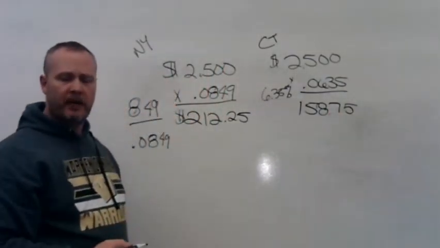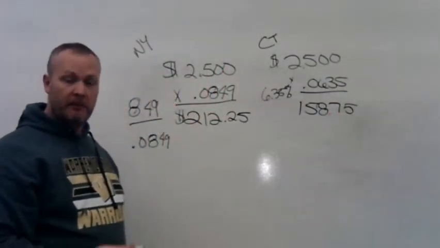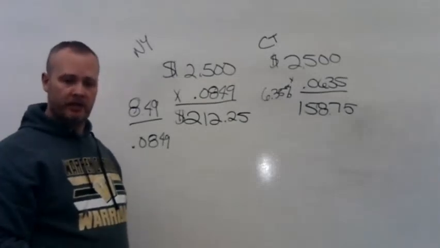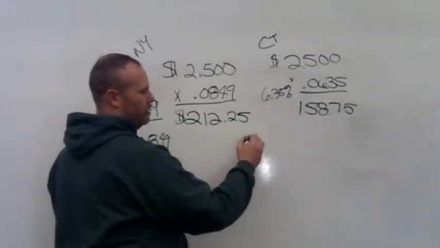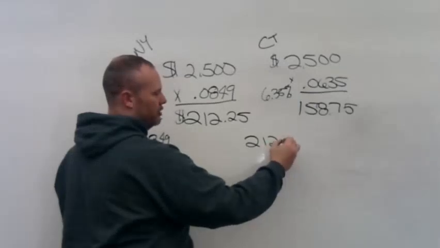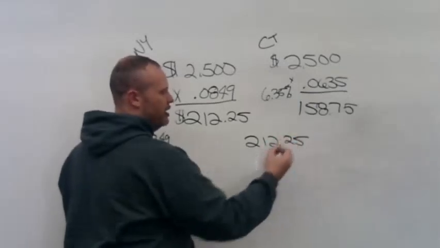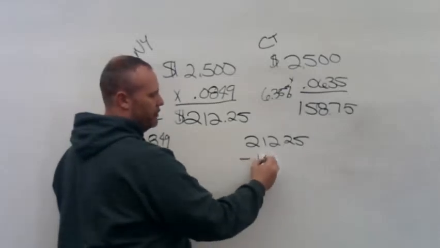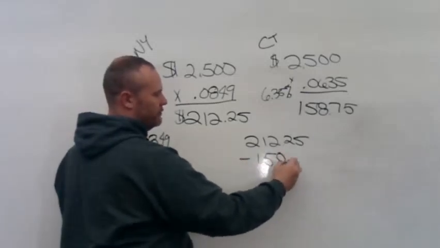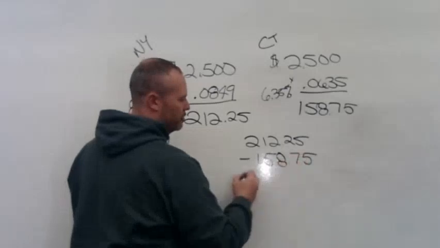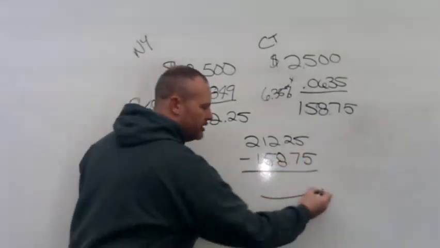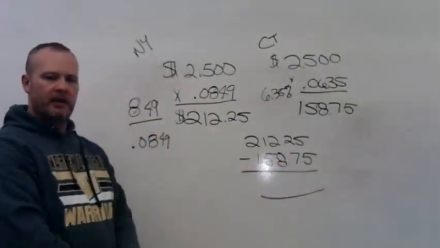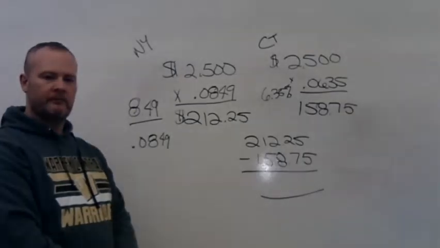Since you want to find the difference, how much more you would have to pay if you shipped it to New York, you would take 212.25 and subtract the price from Connecticut, 158.75. And then the answer you would get here is what you would submit on the quiz.